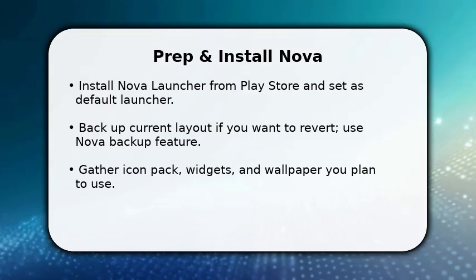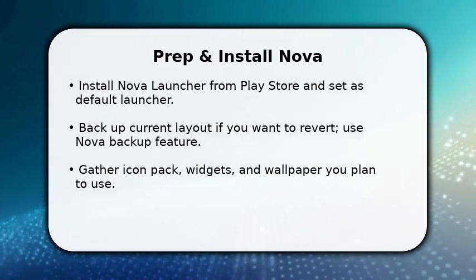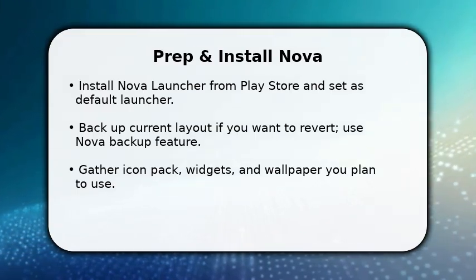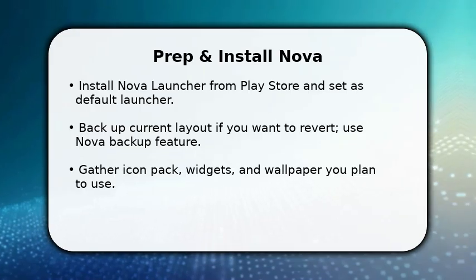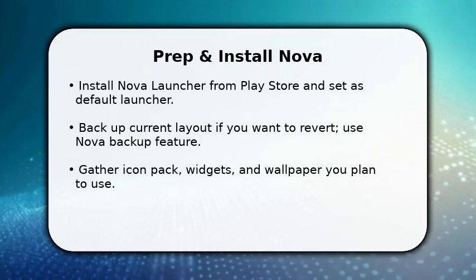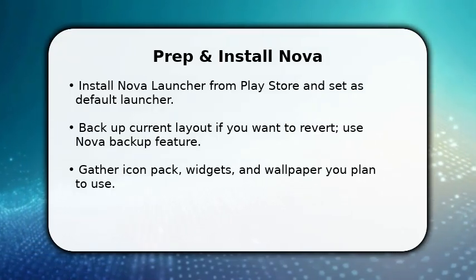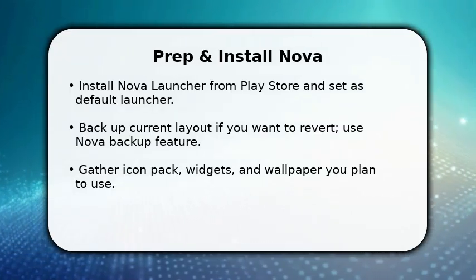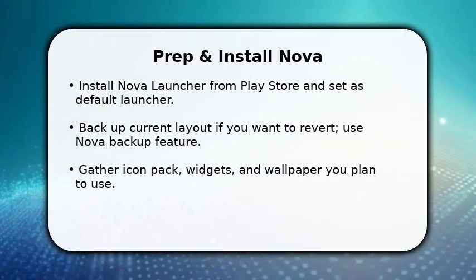You'll start by installing Nova and making it your default launcher so changes apply system-wide. Once done, open Nova settings and create a backup immediately. This protects your layout if you change your mind. Make sure you have an icon pack and wallpaper ready. Having assets beforehand speeds layout work.